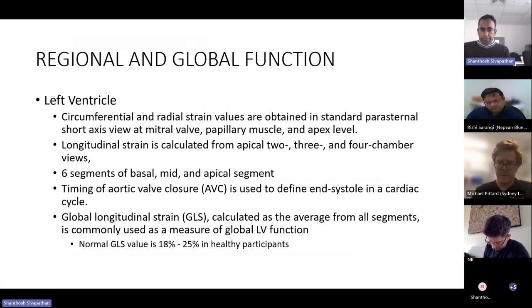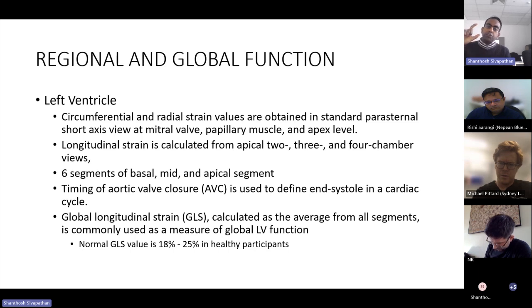Now, when we look at the left ventricle, we talked about circumferential and radial strain, and that's usually obtained in the short axis at the papillary level. You can also look at it at the mitral and the apex, but generally, when you look at circumferential and radial, we make sure that we're at the papillary level and we measure that. Now, when we do longitudinal strain, we look at the 4, 2, and 3 chamber views.